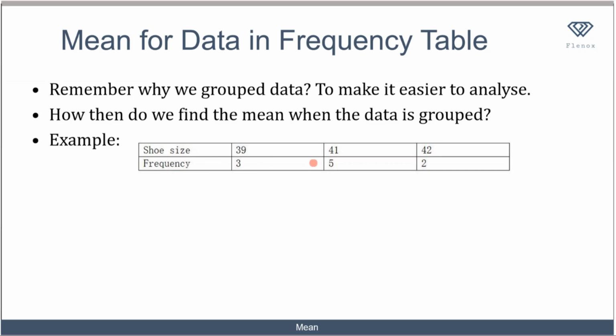So if I want to write out my data roughly, what would this become? 3 students use size 39. So I'll write 39 3 times.